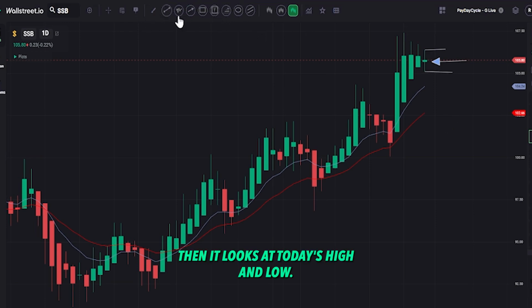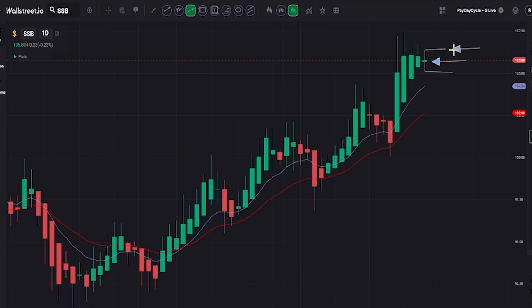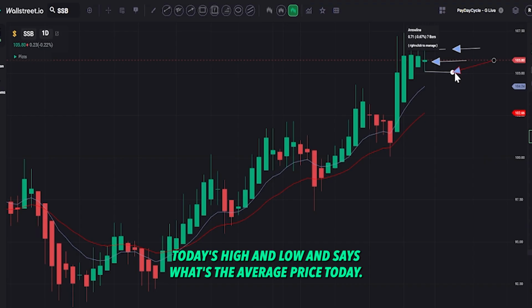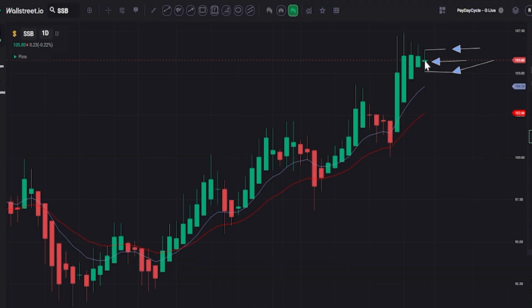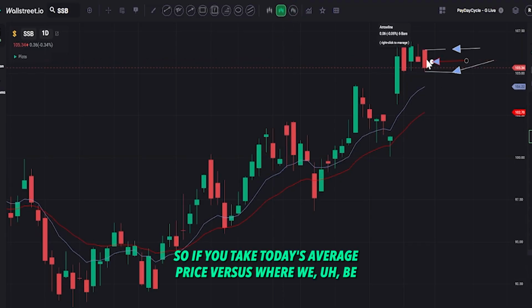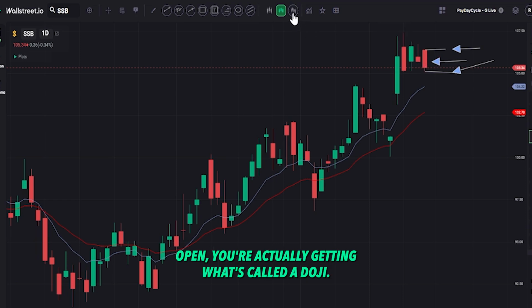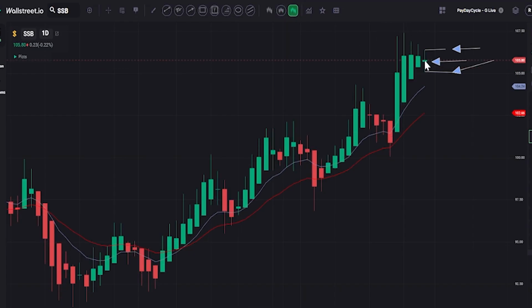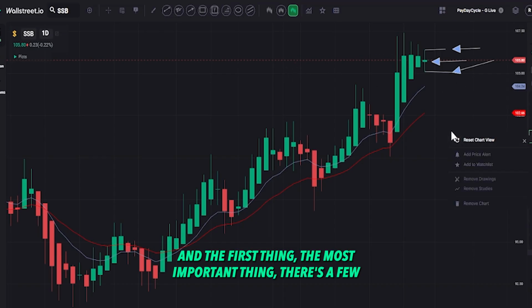Then it looks at today's high and low, and says, what's the average price today? So based on today's average price against yesterday's average price, that's where this line is right here. See that? So if you take today's average price versus where we opened, you're actually getting what's called a doji. So it's a calculated difference.